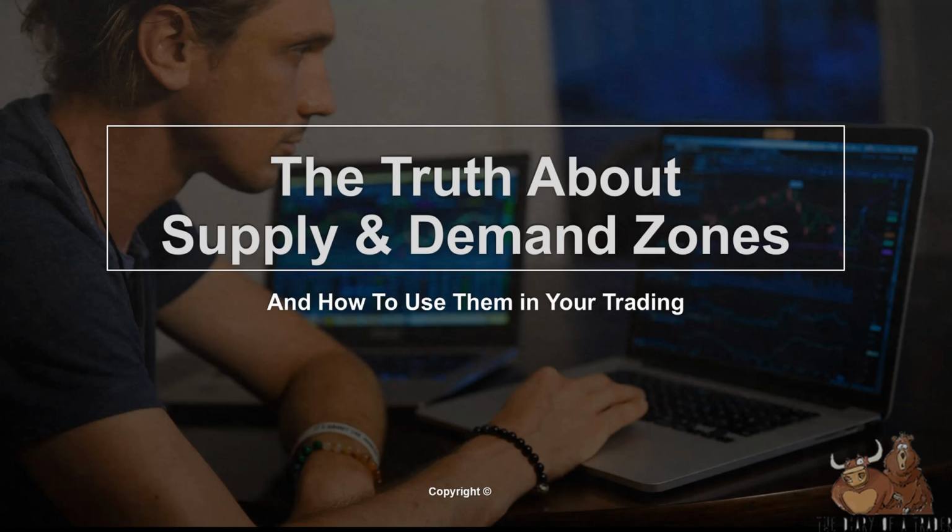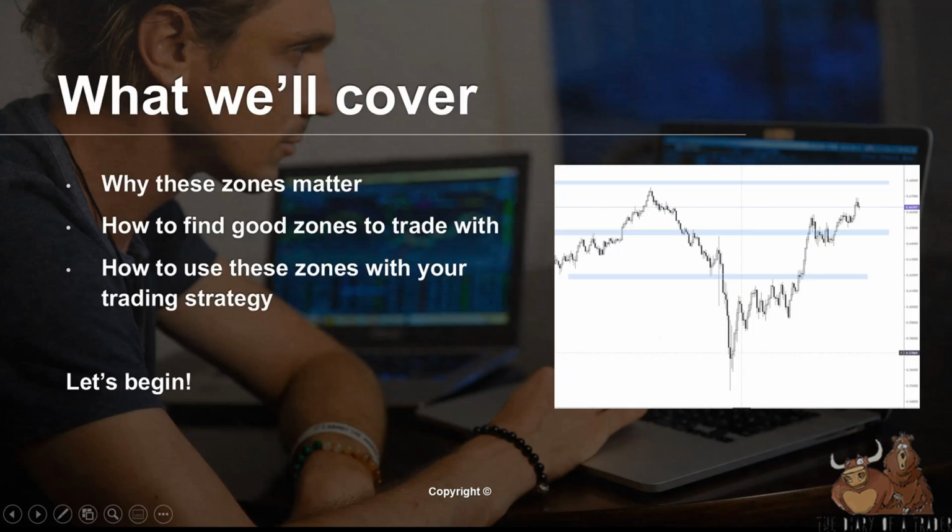And today we'll be talking about supply and demand zones, a very popular topic, a very popular idea that many traders use to trade with. So we'll go over how to use them in your trading. And this is what we're going to cover. We'll talk about why these zones matter, we'll go over how to find good zones to trade with, good quality ones, and how to use these zones with your trading strategy. So let's start.